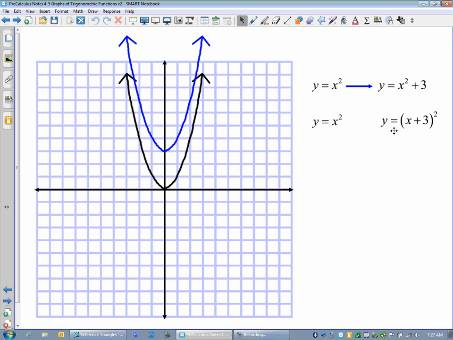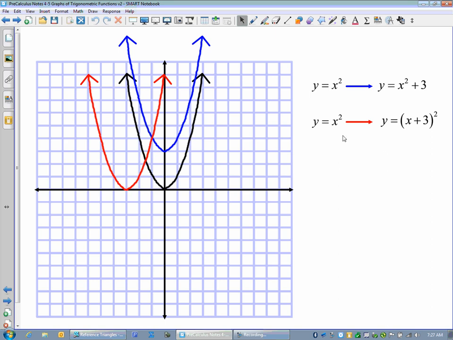Now we see the second equation, though, is different than the first one. Here we're actually adding inside the parent function. So this is going to shift our graph horizontally, but in a counterintuitive way. We sometimes expect adding to go to the right, so it's going to be the opposite of that, which means it's really going to shift 3 units to the left. So again, every point on the original graph, such as the vertex here, will go 1, 2, 3 units to the left for the new corresponding point.